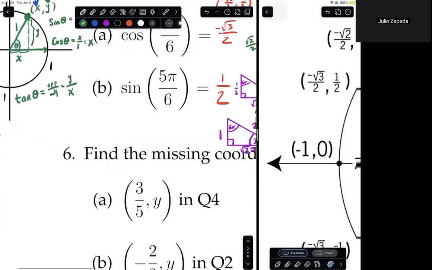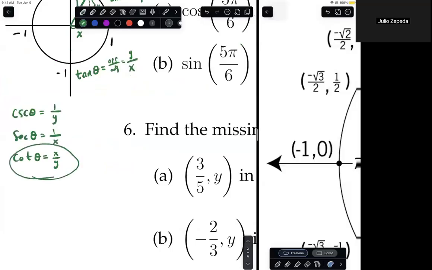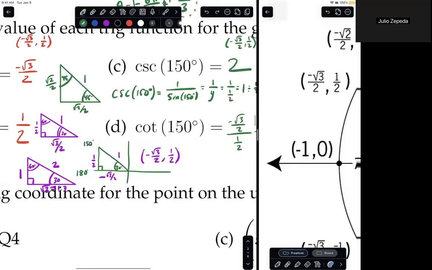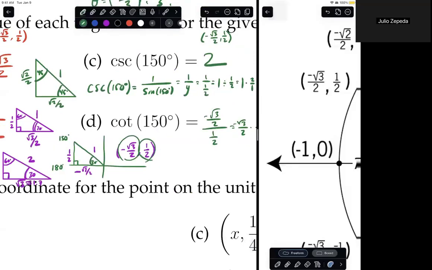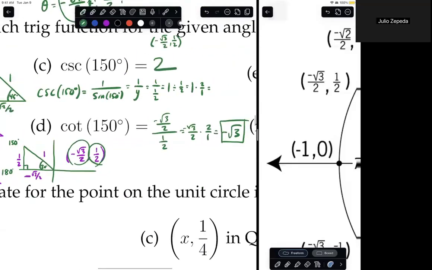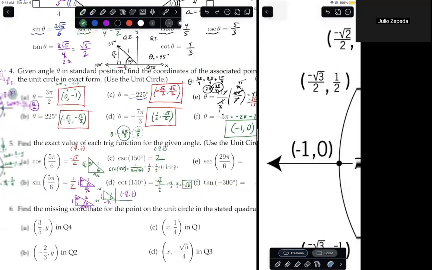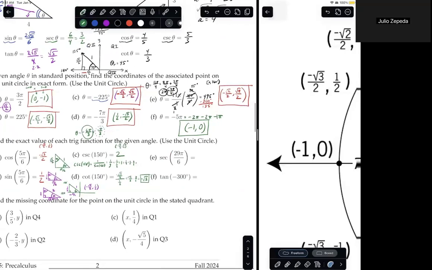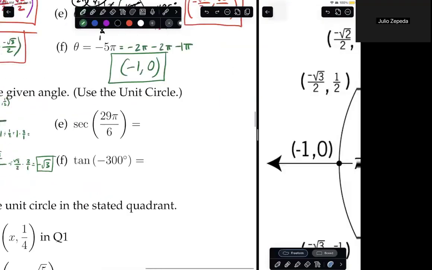Now, I could have used this other definition as well. Cotangent of theta is equal to x over y. They're equivalent. The x value divided by the y value, that's exactly what I did. Okay. All right, and I know this video is getting a little bit long here, so I will just do this last two and wrap it up.